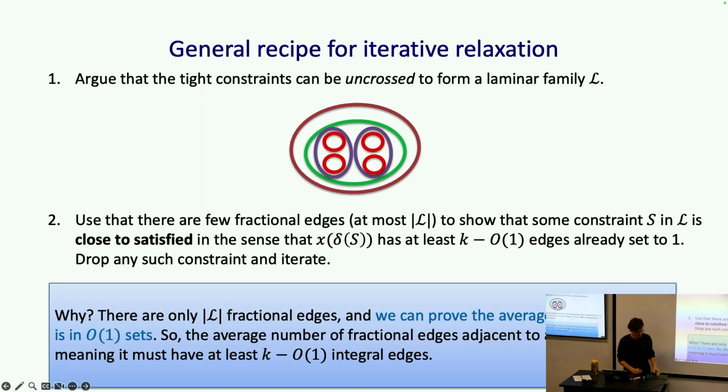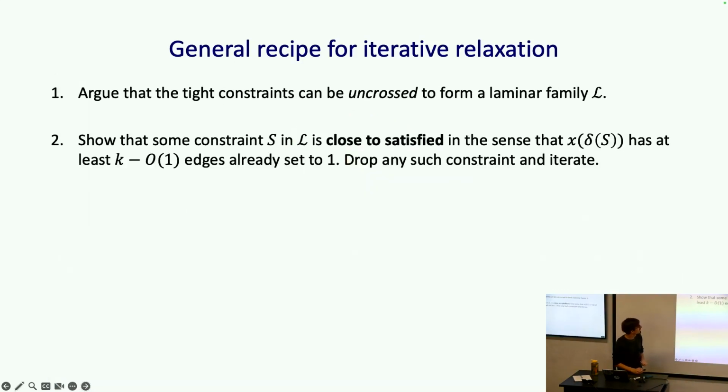So if you think back to iterative relaxation, the framework, what we were looking for is when I get to some vertex, I want to show that there's a tight constraint that's already very close to satisfied. And this is saying that actually one should exist. So this is what you would try if you were trying to solve this problem with iterative relaxation.